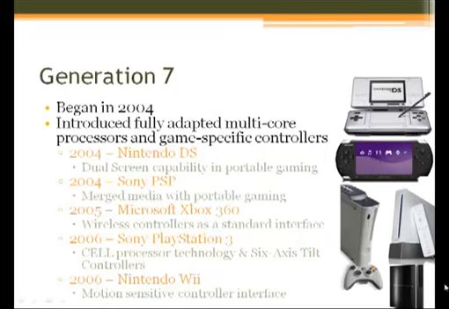In 2005, we see the Microsoft Xbox 360. This is Microsoft's second game console, and it introduced wireless controllers as a standard user interface. In 2006, the Sony PlayStation 3 is released. The Sony PlayStation 3 introduced the cell processor technology, as well as a 6-axis tilt controller. This was the DualShock 3 controller.